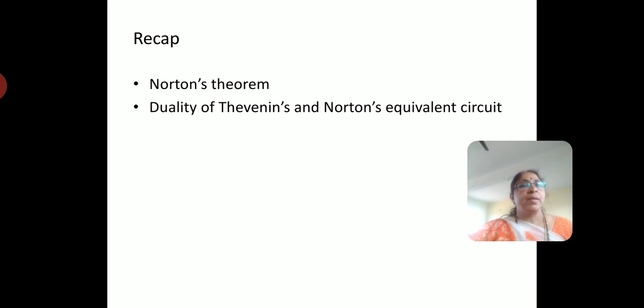Now, let us recap whatever we have learnt. That is Norton's theorem. We have learnt the statement and the proof of Norton's theorem, which helps to reduce a complex circuit into a Norton's current and a Norton's resistance connected in parallel. And then the duality of Thevenin's and Norton's equivalent circuits.